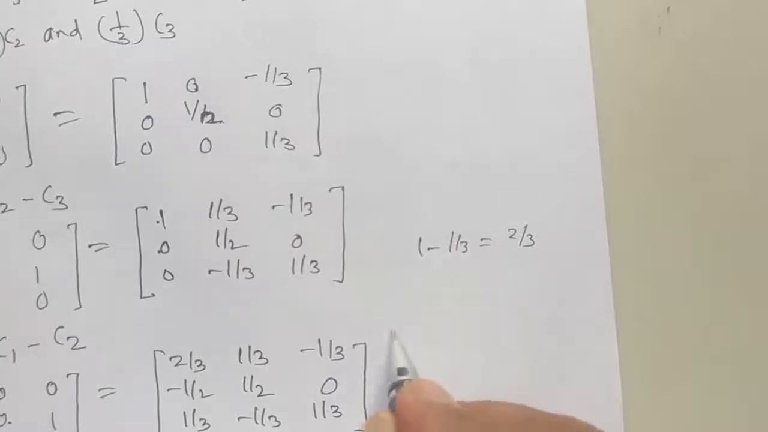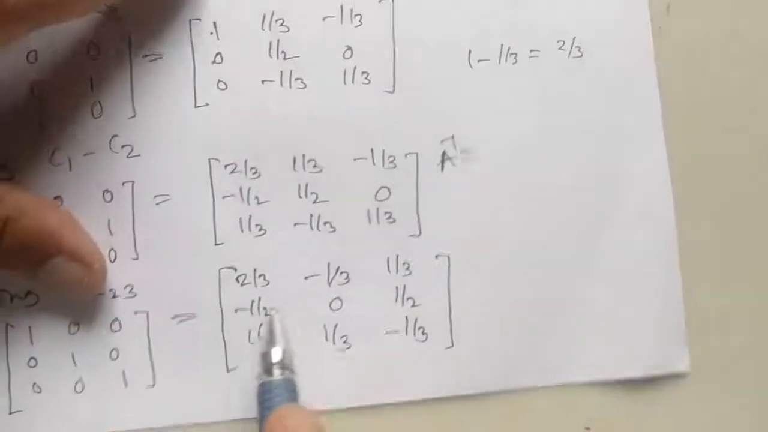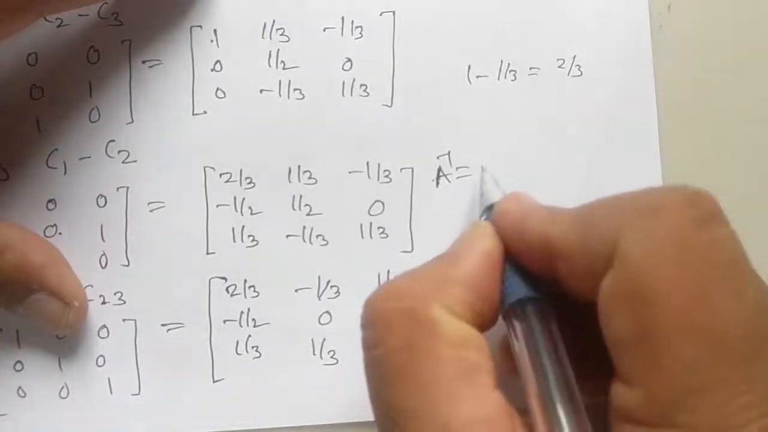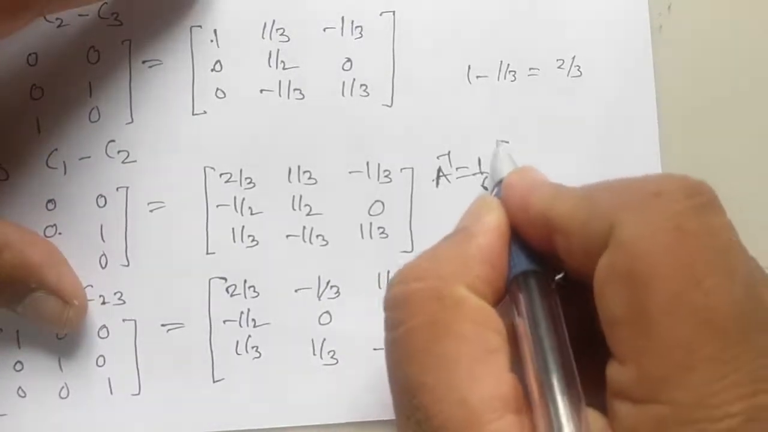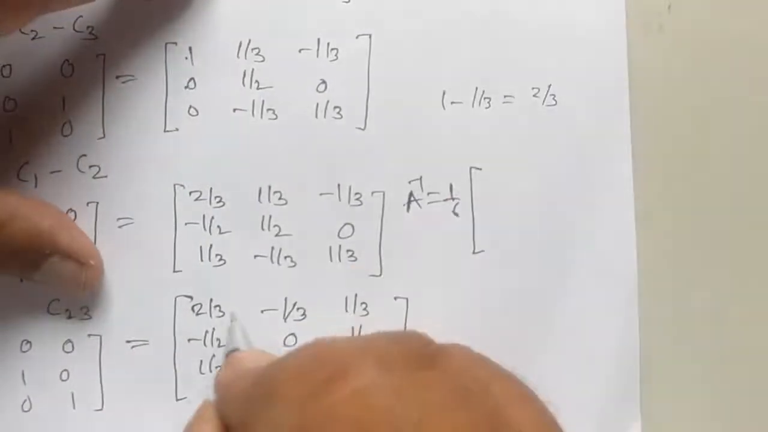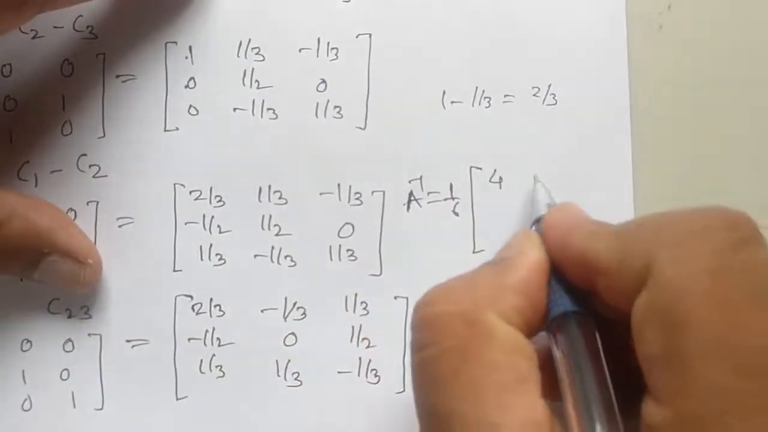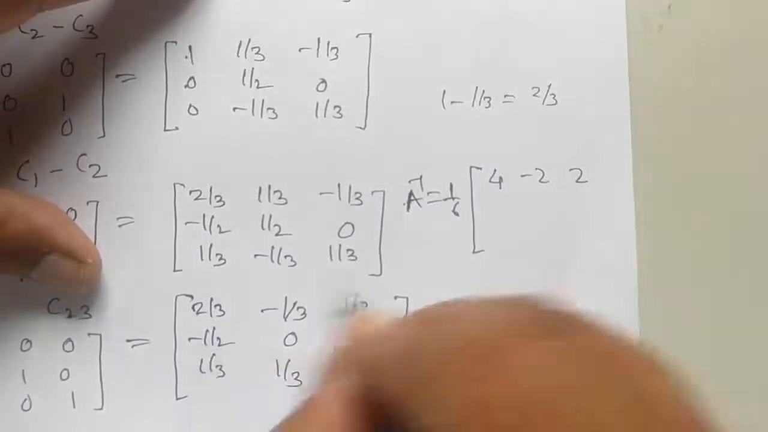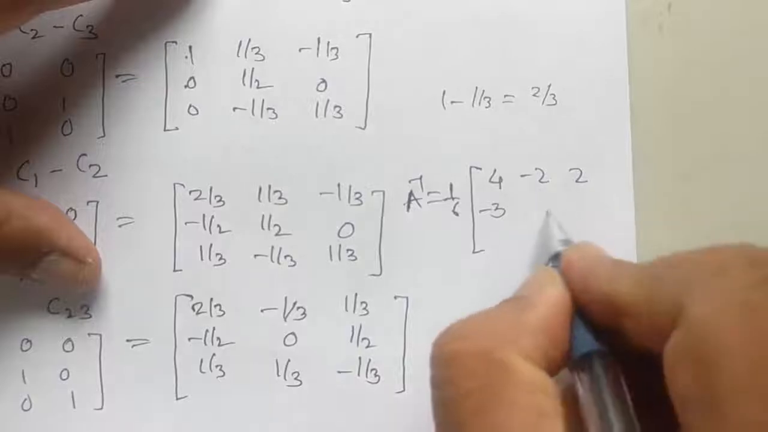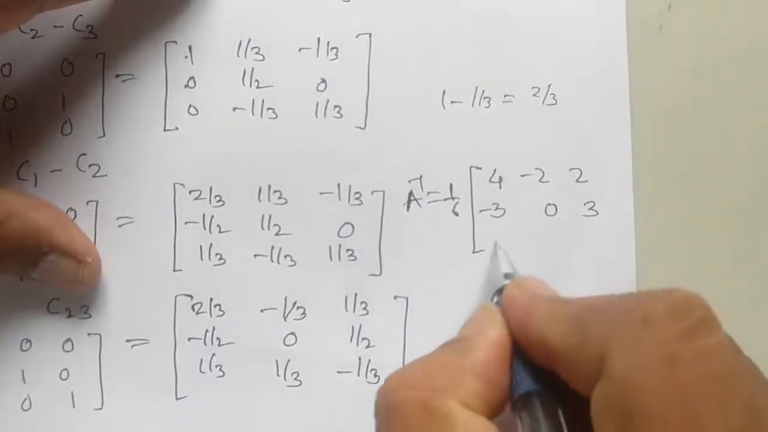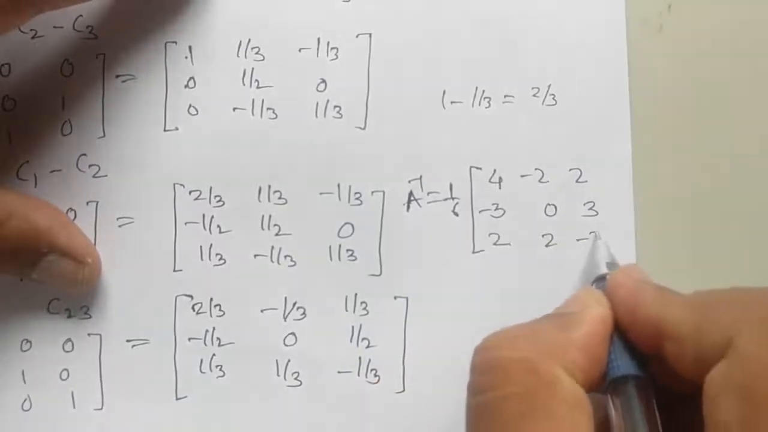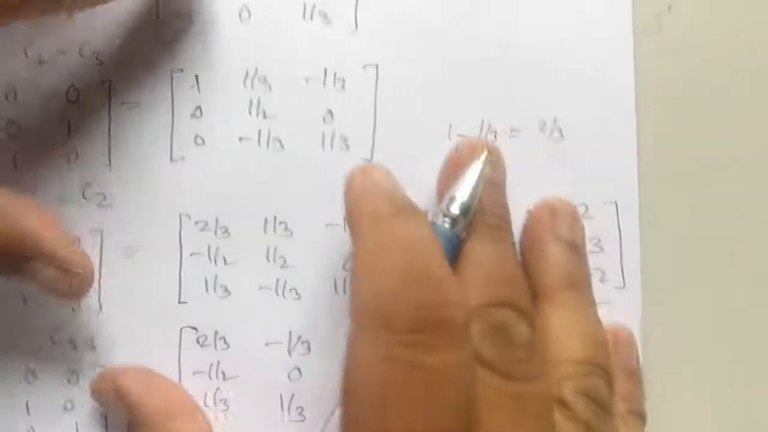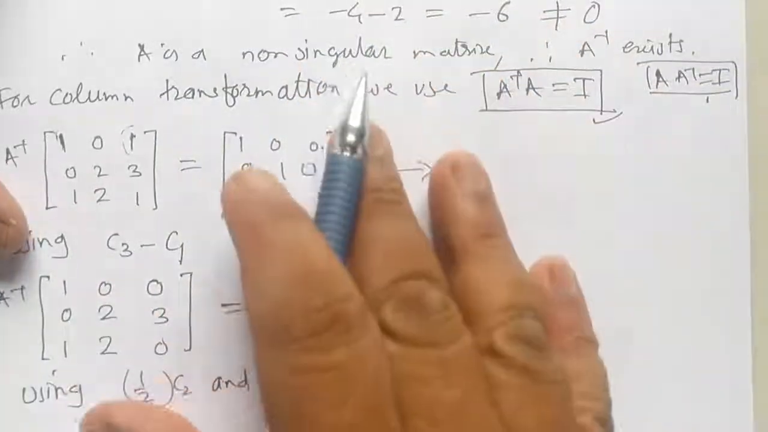So A inverse is equal to, now we take 1/6 common. By taking 1/6 common we get 4, minus 2, 2, multiplied by 3, minus 3, 0, 3, here 2, 2, minus 2. This is the required inverse of the given matrix by column transformation.